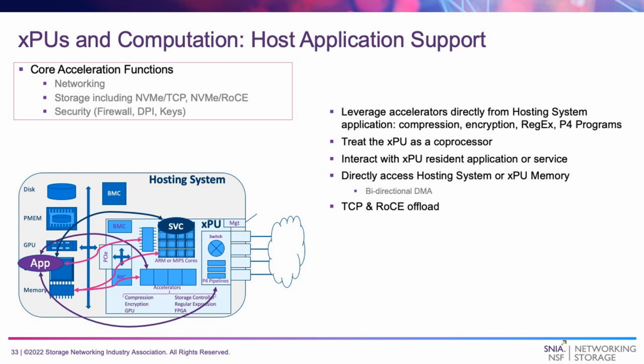Now, a question was asked earlier about, hey, how does the host interact with this thing? So the host has a number of ways to interact. One is you can leverage accelerators directly from a hosting system application. So I need some compression done on a large chunk of data. Writing software to do that is certainly possible, but it's not the most efficient. I'd rather DMA it to a compression engine and then DMA the compressed result back. Same can be true of bulk encryption.